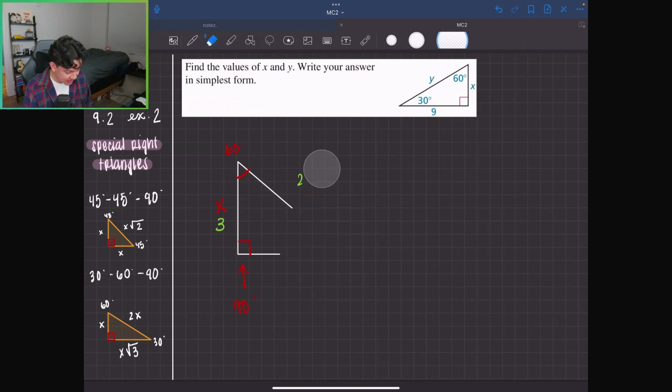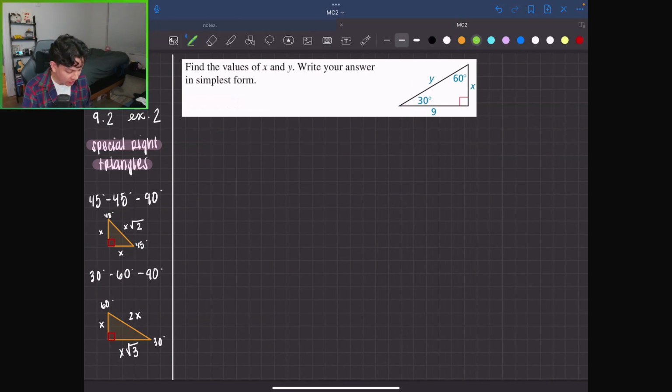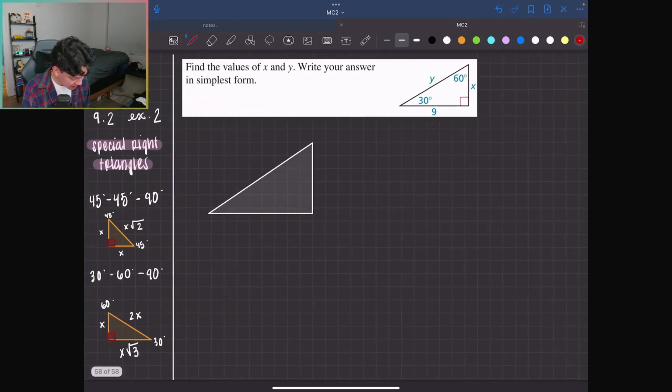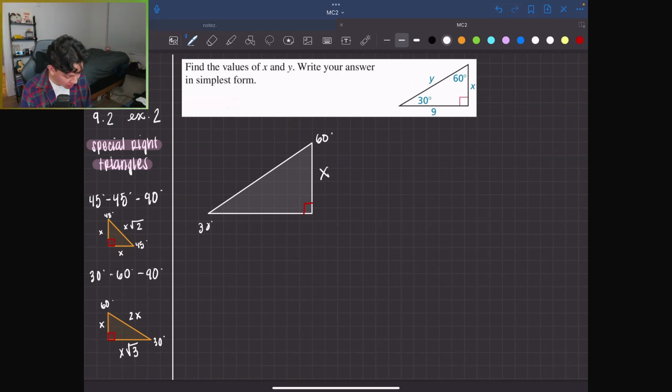So in this example, it says, find the values of x and y and write your answers in simplest form. Okay, so let's take a look at what is provided for us. I'm also going to redraw this because I'm that kind of girl. So let's say it's like this. We know that this is 90 degrees. We know that this is 60 degrees, 30 degrees. We don't know what the side opposite from 30 degrees is. We don't know what the hypotenuse is, but we do know that the side across from 60 is 9.